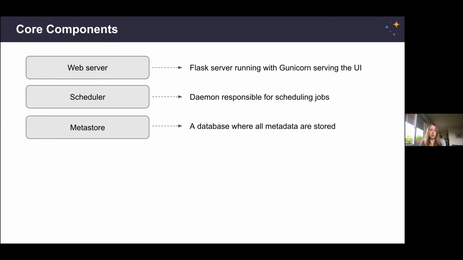So the three core components that are needed to run Airflow are the web server, the scheduler, and the metastore. Your web server is a Flask server, and that's going to provide you with your UI. So we'll look at that later. Your scheduler is the daemon that's responsible for scheduling your jobs. And then the metastore is your database and the backend where all of the metadata are stored. So those are the three really important components. You absolutely have to have those for Airflow to work and to run.